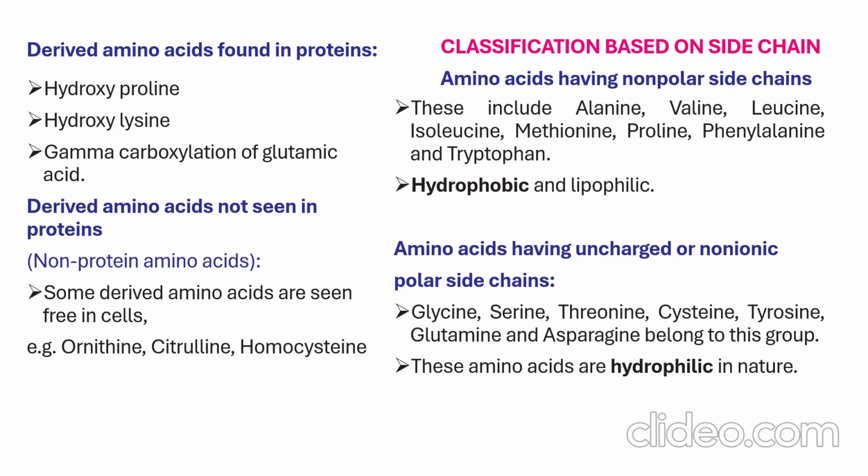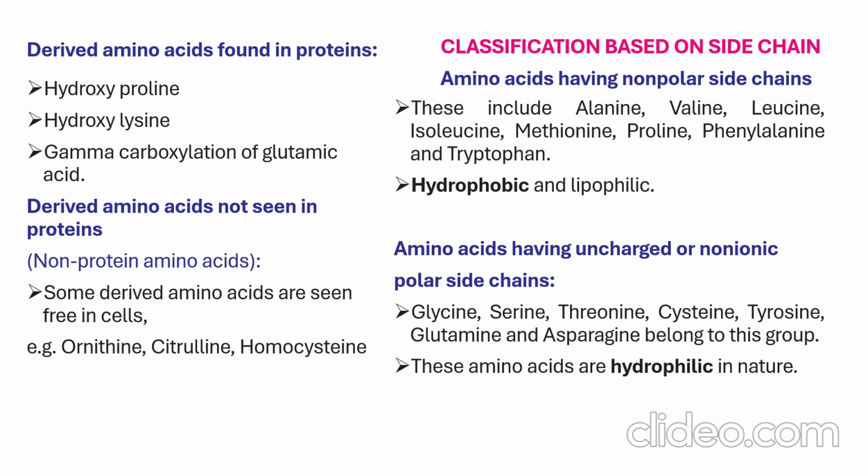Classification based on side chain. Amino acids having non-polar side chains include alanine, valine, leucine, isoleucine, methionine, proline, phenylalanine, and tryptophan. These groups are hydrophobic and lipophilic in nature. Therefore, the parts of proteins made up of these amino acids will be hydrophobic in nature.